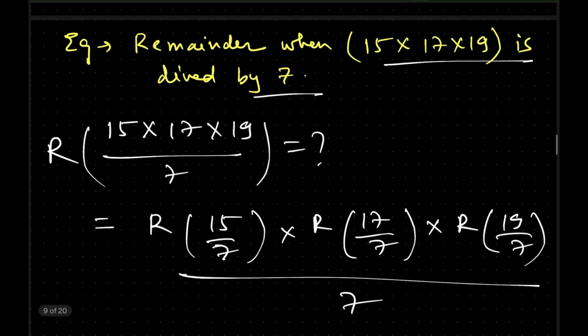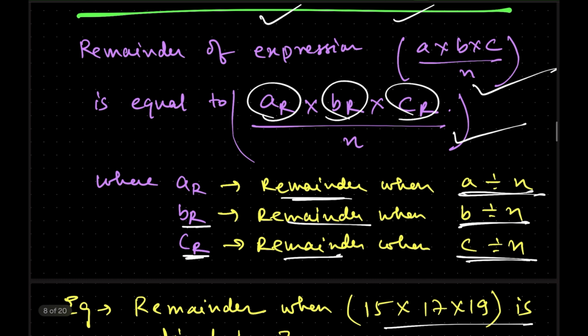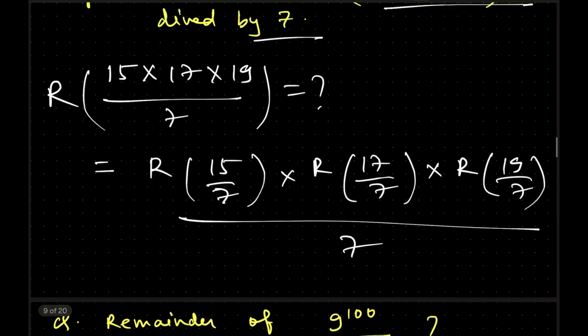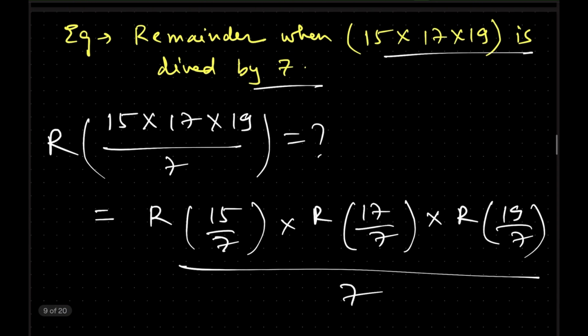So this difficult expression, which was looking like a scary one, AR, BR and CR, was nothing but what we get when we divide the numbers by the denominator 7 and take the remainders. Both expressions will have the same remainder. So you should fit this thing in your mind. This will help you to visualize.